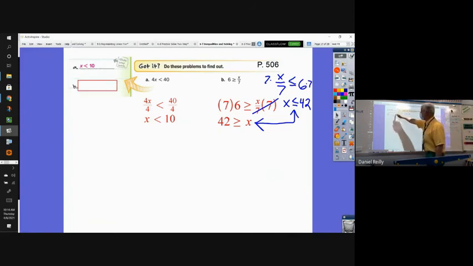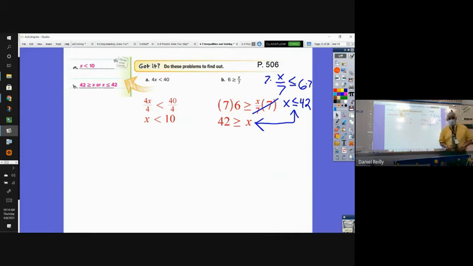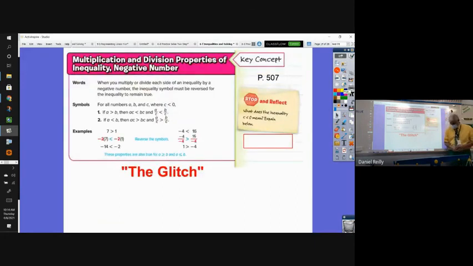All right, so there must be something going on if I only talked about multiplying or dividing by positive numbers. And that is true. This next thing is the biggest difference between solving inequalities and solving equations. We call it the glitch. The glitch is a procedural, weird thing that you have to do when you solve inequalities. And that weird thing is that if you solve an inequality by multiplying or dividing both sides by a negative number, you have to flip the direction of the inequality symbol.